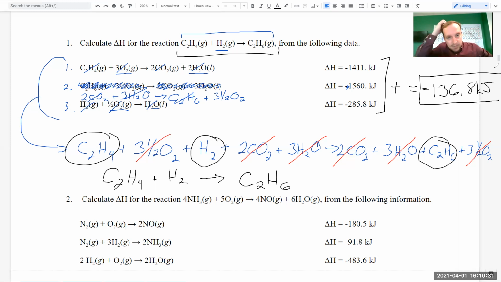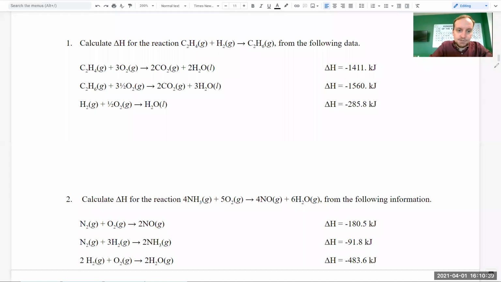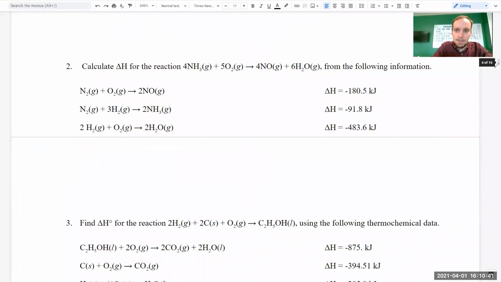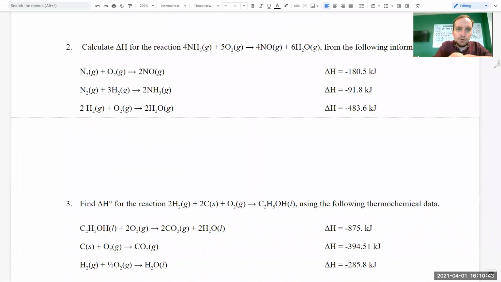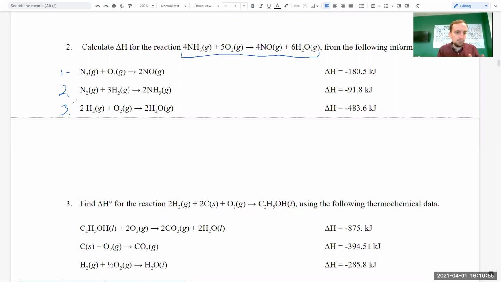All right, so that one went a little bit smoother. I like that one. The next one, unfortunately, I think is a little bit harder. So let's go ahead and jump into it. The next reaction we have is number 2. So for this one, what we're going to do is basically the exact same process. We're going to look at this reaction here and see if we could get reactions 1, 2, and 3 to cancel out to basically be the reaction at the very top of your screen.